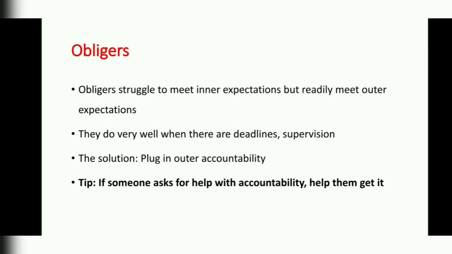And here is the key thing about obligers to remember. If you are an obliger or you are dealing with an obliger who is having trouble meeting an inner expectation, which they are, because that's the definition of an obliger, to have trouble meeting inner expectations, the solution, the answer is very simple, and that is to plug in outer accountability, because once that outer accountability is there, the obliger will not struggle. Let's understand with an example.